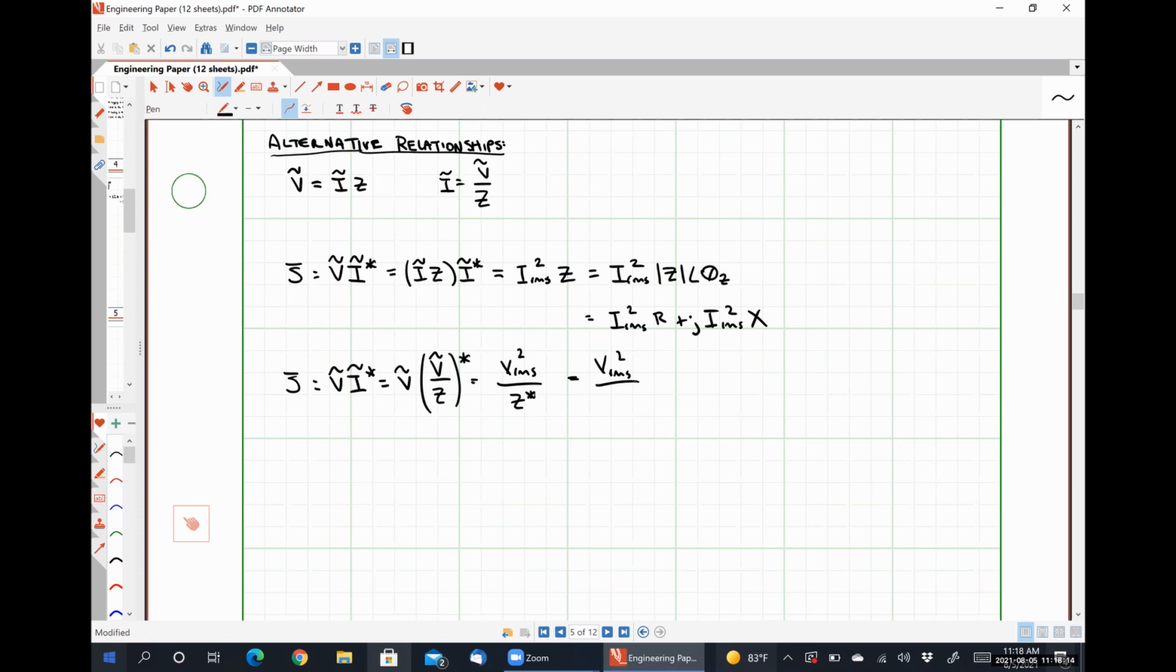So if my impedance is in polar form, this is going to look like VRMS squared over the magnitude of Z with an angle of theta Z. And in rectangular form, I would have VRMS squared over the magnitude of Z squared times R plus J times VRMS squared over the magnitude of Z squared times X. Okay, those are my generic relationships.